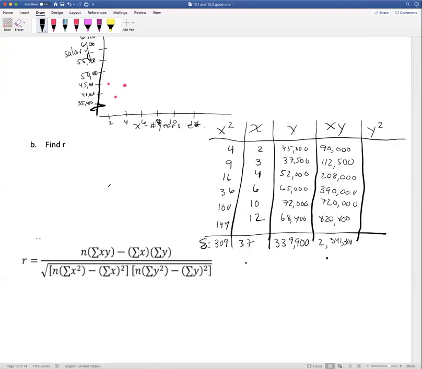Okay, so this last chart over here, for this last guy, we're going to take each one of these y values and square it. Again, these are going to be huge. So let's do 45,000 squared. 2 billion, 25 million. Sorry, guys, big numbers. Yes. 37,500 squared.